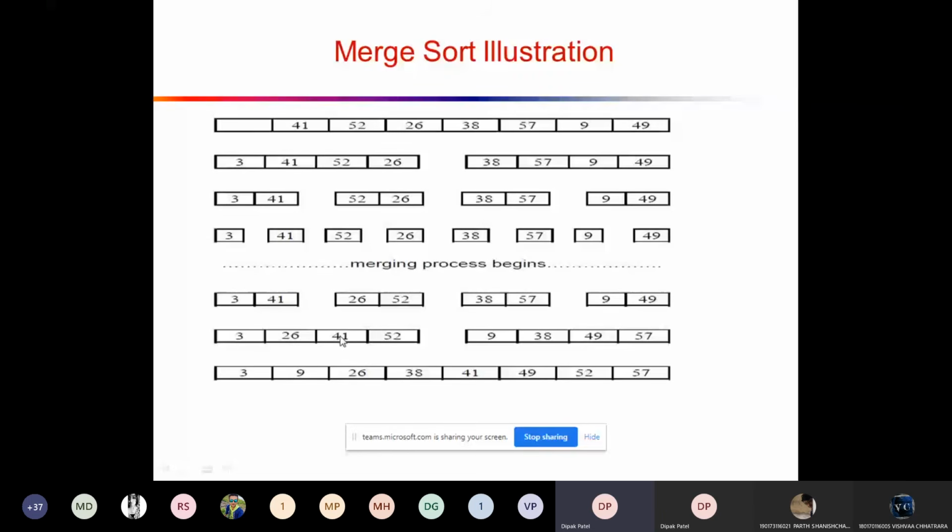Okay. Similarly here, keep one pointer here, keep one pointer here. We know that all these arrays are sorted, so we need to compare only one element at a time.